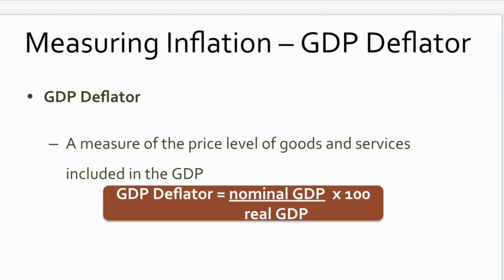The second method that's used is the GDP deflator. The GDP deflator is a measure of the level of prices of goods and services included in the gross domestic product. And again, it's all final goods produced in Canada during the year. So the deflator is simply the nominal GDP divided by the real GDP. There is a calculation every year of the nominal GDP. There's a calculation of the real GDP. We compare the two by dividing one by the other, and that will give us this GDP deflator inflation rate.